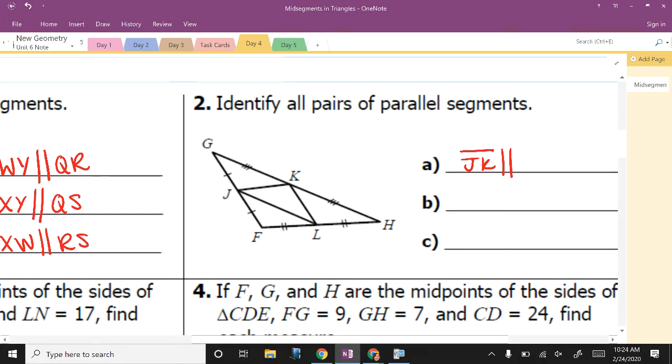I should put segments over it. Over FH. Okay. KL is parallel to what? GF. And again, you could have done these in a different order. And then what's my last big segment? JL. JL is parallel to what? GH. Did y'all get those pairs? Any questions? All right. Like I said, the order could have been swapped around.